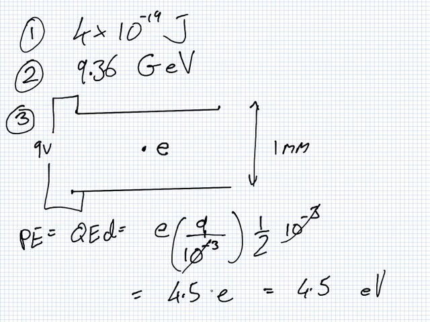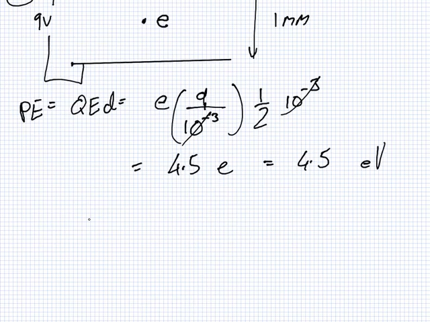Because if you think about it, if I multiply this by E, it's in joules. And then to make an electron volt, I divide by E, which kind of leaves me back at 4.5. So 4.5 electron volts is the answer, which is pretty sweet.